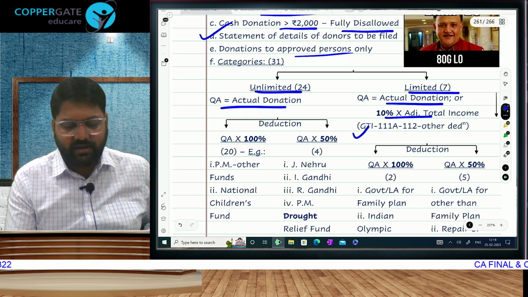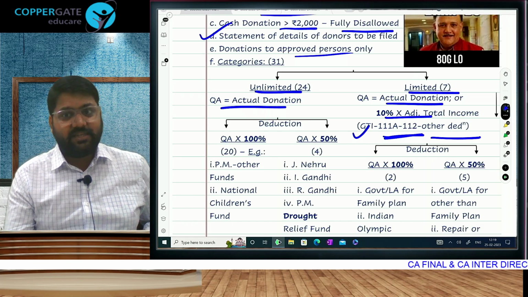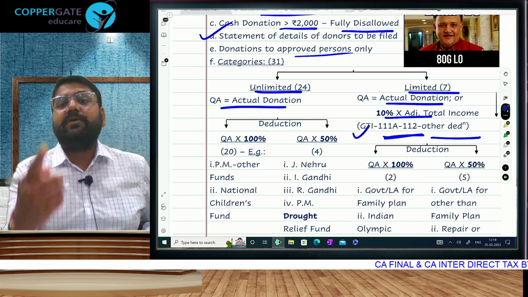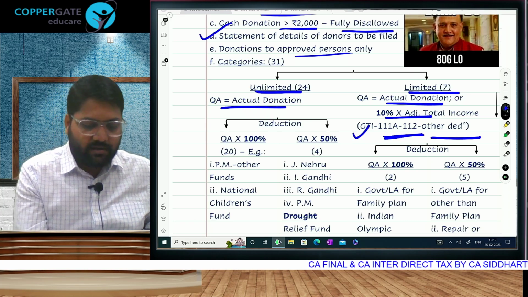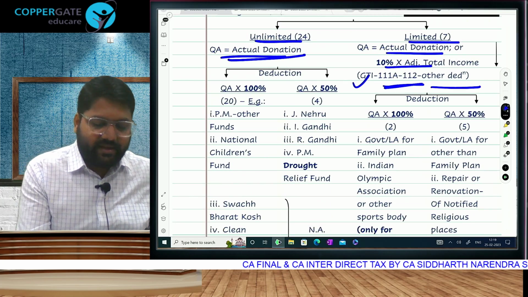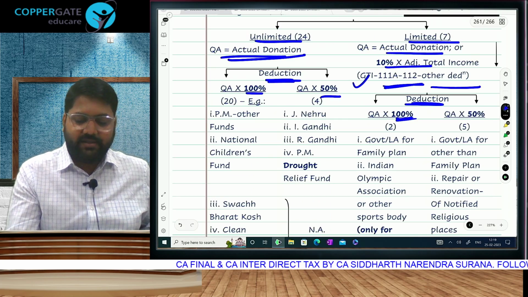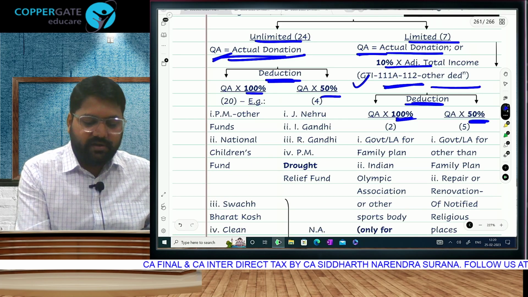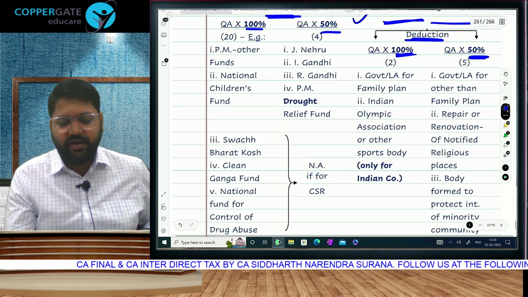What is adjusted total income? GTI minus the special capital gains minus other deduction. This is adjusted total income. Iska 10% will be compared with actual donation. Whichever is lower will be qualifying amount, and here full amount actually donated will be qualifying amount. And in both categories, sometimes you get 100% of qualifying amount, sometimes 50. Both categories, this is qualifying amount, no? Deduction is iska full ke half. So limited category mein, in the half rate we have fallen.